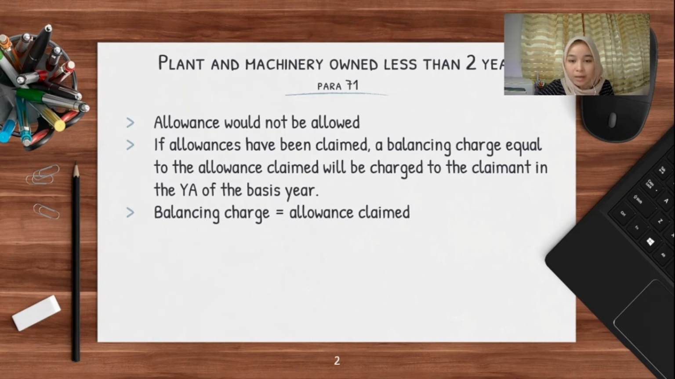So based on this paragraph 71, the allowance would not be allowed. If allowance has been claimed, a balancing charge equal to the allowance claimed will be charged to the claimant in the year of assessment of the basis year. That means the balancing charge equals the allowance claimed.